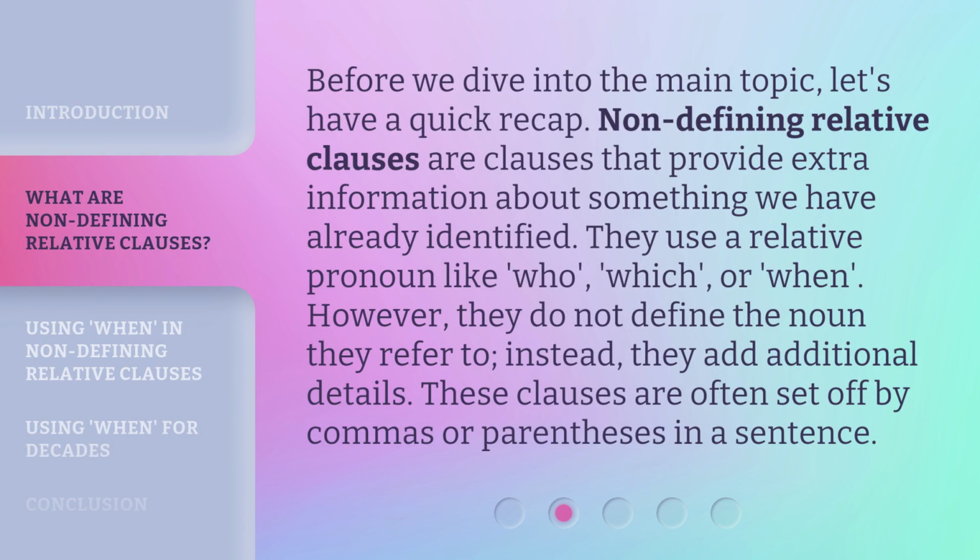Before we dive into the main topic, let's have a quick recap. Non-defining relative clauses are clauses that provide extra information about something we have already identified. They use a relative pronoun like who, which, or when. However, they do not define the noun they refer to. Instead, they add additional details. These clauses are often set off by commas or parentheses in a sentence.